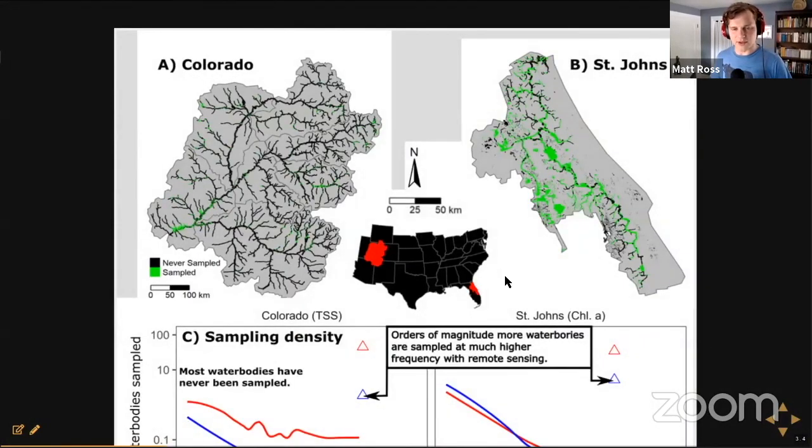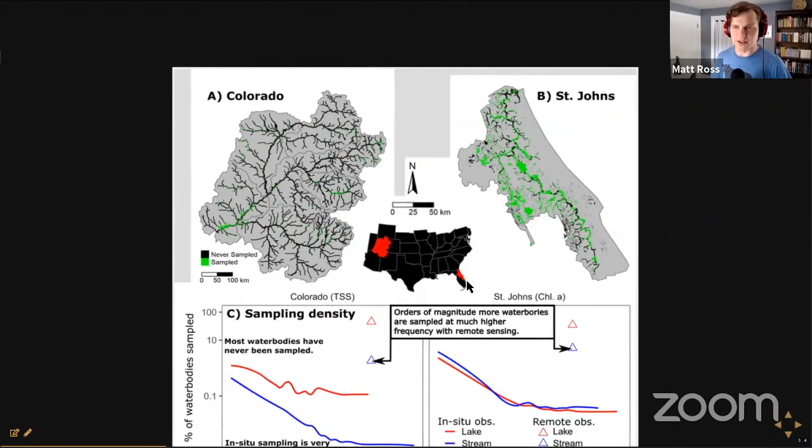The real reason that I'm so excited about remote sensing is that the sampling density of remote sensing in almost every watershed globally will be far higher, if we can turn these images into predictions of constituents, than the observations that we have on the ground, the in situ observations.